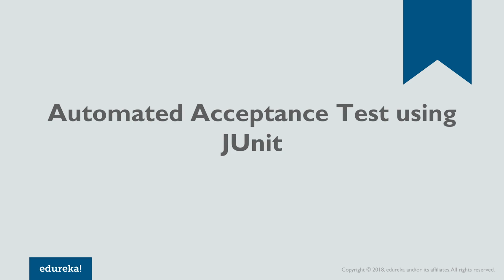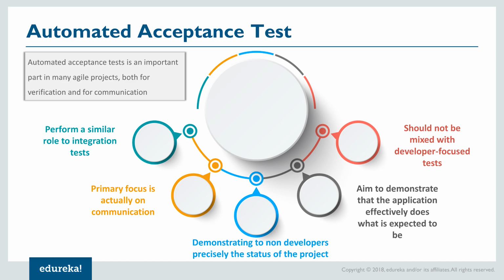The next topic to understand is automated acceptance testing using JUnit. Acceptance testing is an important part of many agile projects, both for verification and for communication. It's a level of software testing where a system is tested for acceptability. The main purpose of this test is to evaluate the system's compliance with the business requirements and assess whether it is acceptable for delivery or not. Basically, this is the test you typically do at the end, to check whether your software is field ready or not.